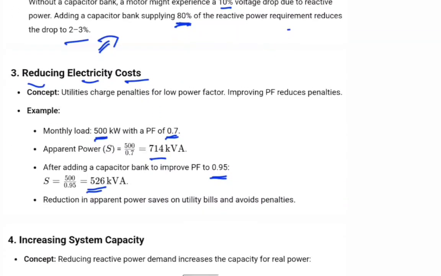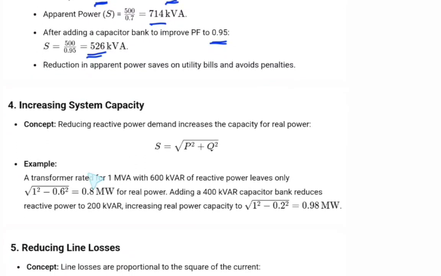So one more point, increasing system capacity. How to increase the system capacity? Here apparent power is the root of P square plus Q square. For example, a transformer rated for 1 MVA with 600 kVAr reactive power gives root of 1 minus 0.6 square, which is 0.8 megawatt real power. Adding a 400 kVAr capacitor bank reduces reactive power to 200 kVAr, increasing real power. How much does it come to? 0.8 megawatt. So this increases the system capacity, right?